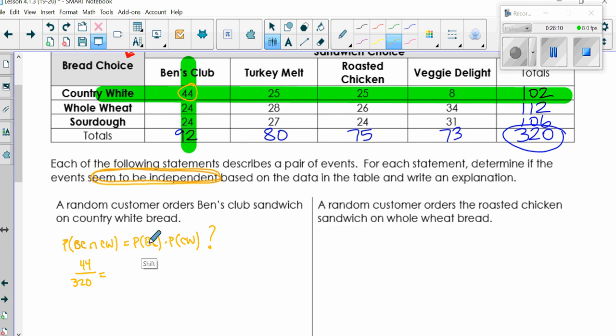What is the probability of Ben's Club? Well, that would be the total for Ben's Club, which would be 92 out of 320. And then times, what is the probability of country white? That would be all the way here of 102 out of 320. And you can see now why these totals are so important.